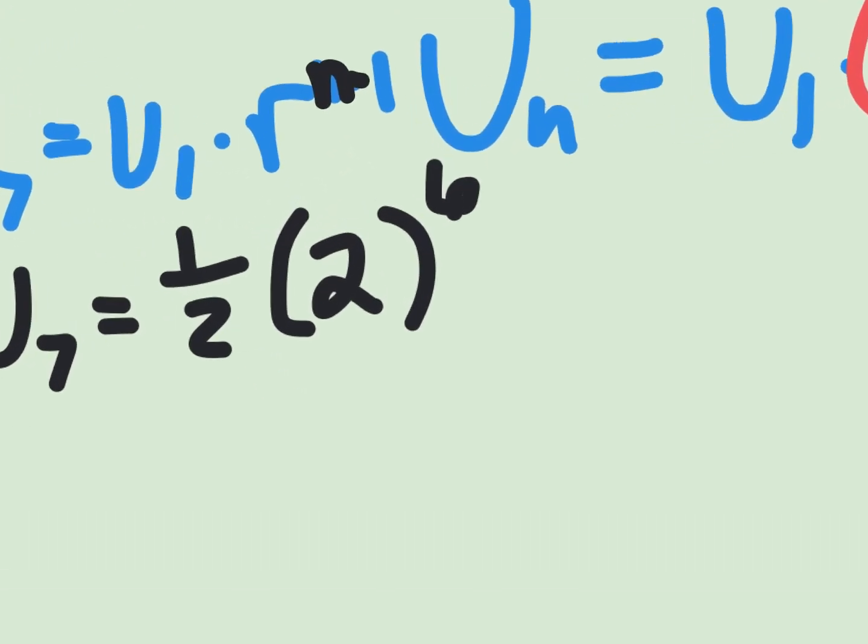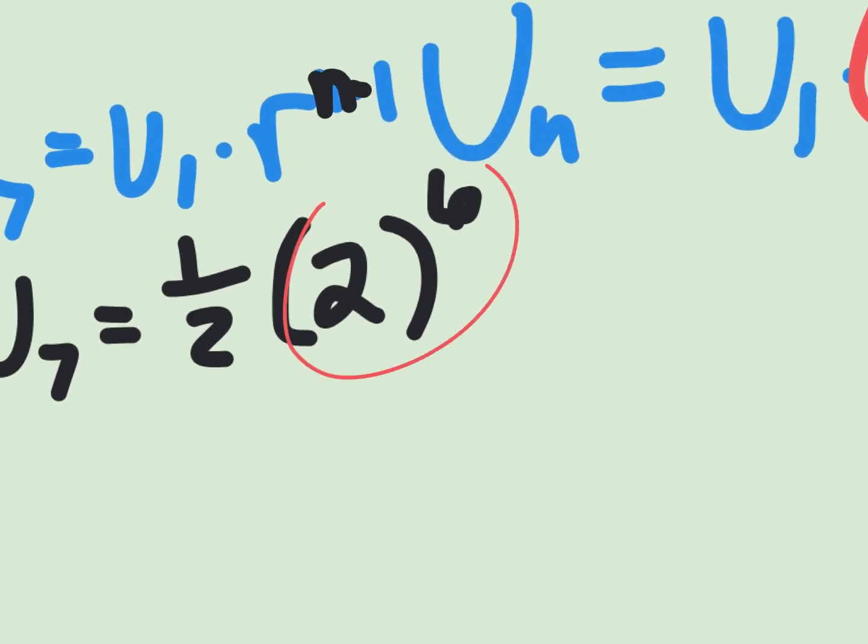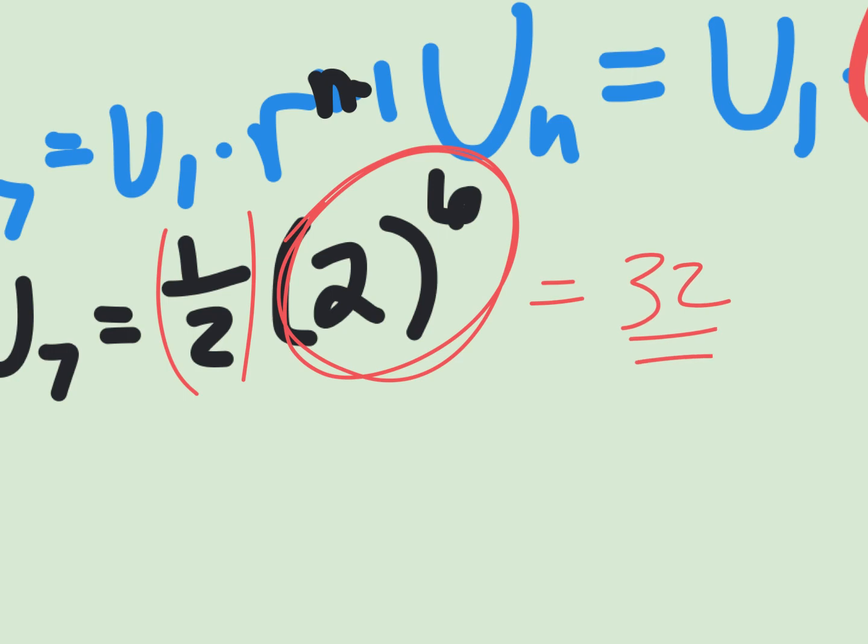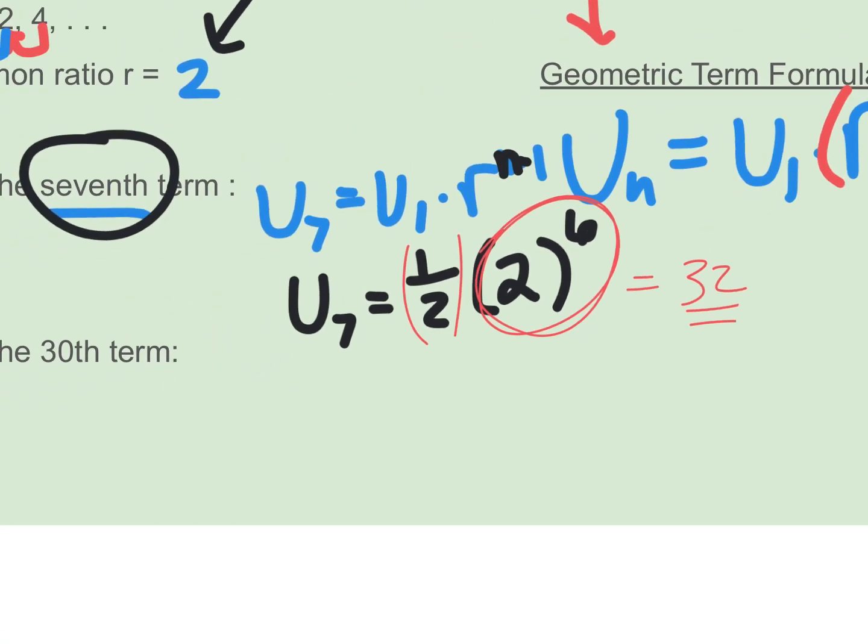And now, remember that the order matters. You got to do this power, 2 to the 6th. It's a big number, and then you cut it in half. Times by half at the end. What is 2 to the 6th? Thank you. And then it's half of 64. I can do that in my head. 32. 32 would be the 7th term.